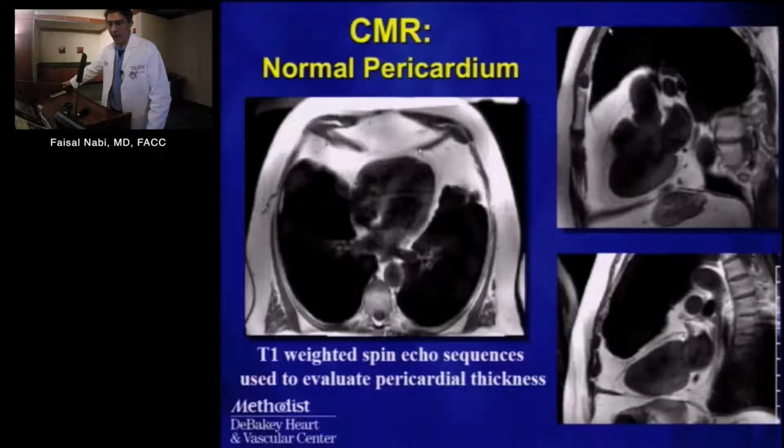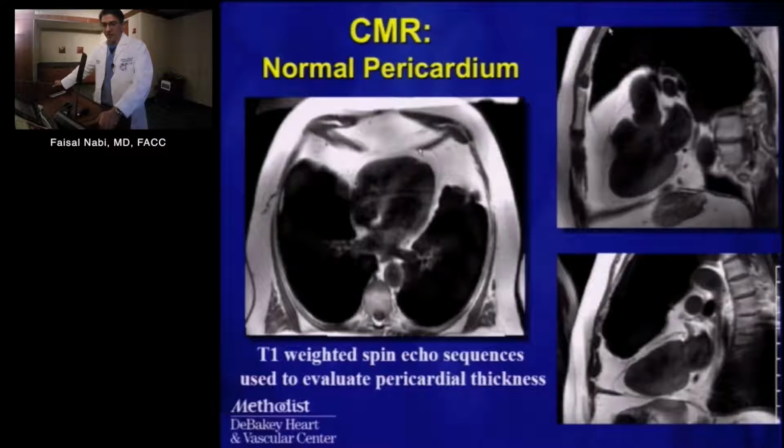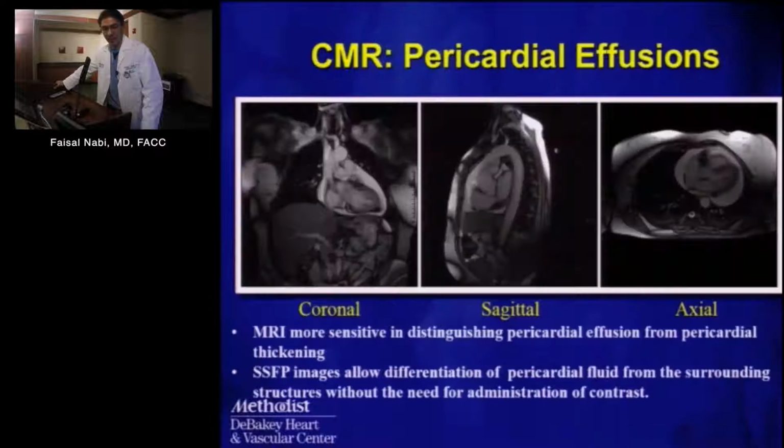Here is what the pericardium looks like with CMR. Again, really no different from what we saw from CT, this very thin structure. We use a specific sequence called a T1 weighted spin echo sequence to be able to see the pericardium. And remember, this is a modality which is without any radiation, and in this particular case, without any need for iodinated contrast.